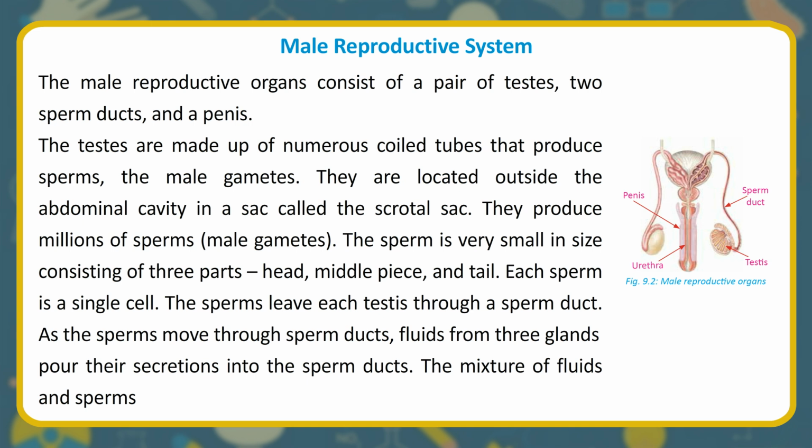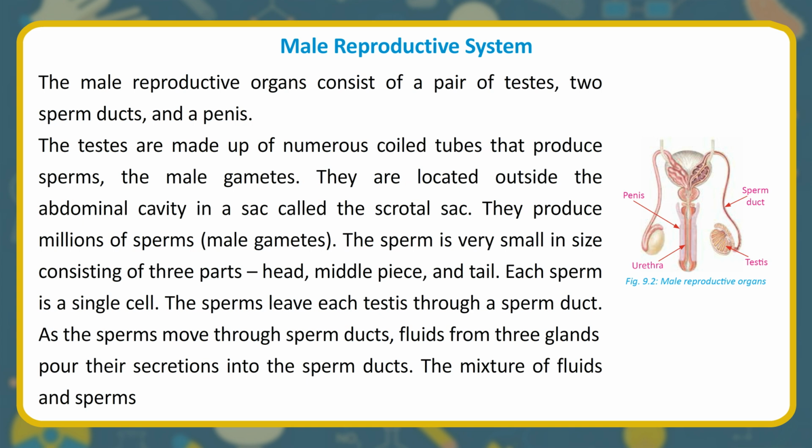The testes are made up of numerous coiled tubes that produce sperms, the male gametes. They are located outside the abdominal cavity in a sac called the scrotal sac. They produce millions of sperms, male gametes. The sperm is very small in size, consisting of three parts: head, middle piece, and tail. Each sperm is a single cell.